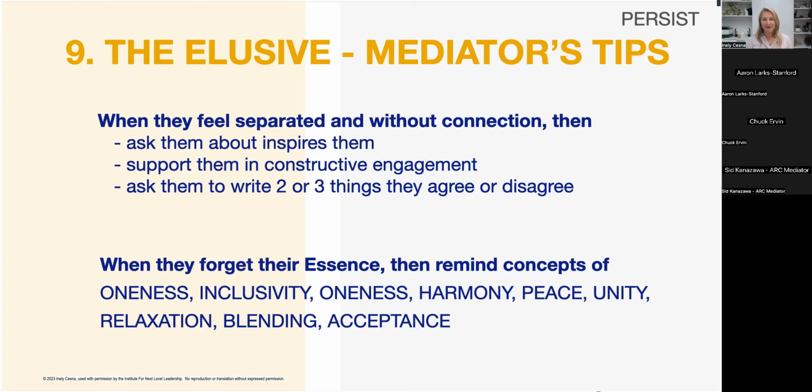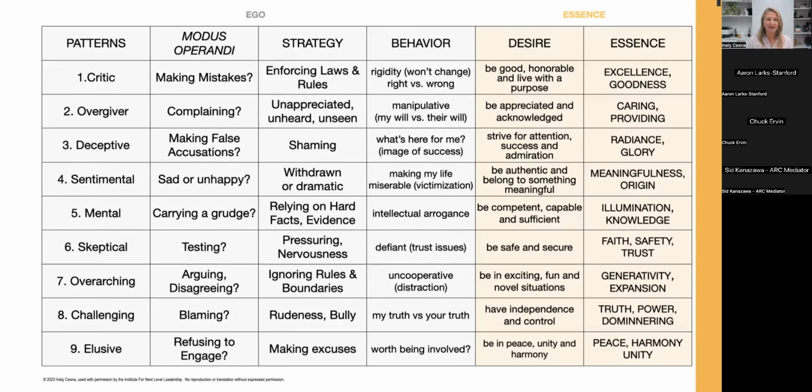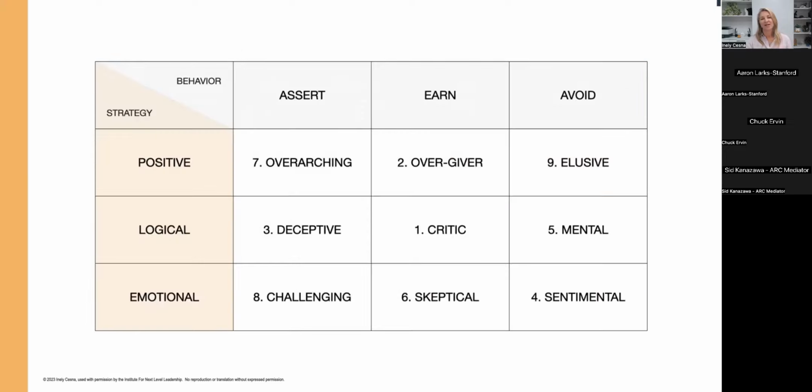So these are the 9 barriers to conflict resolution. Here are some mediator tips. I have a chart here that summarizes it all, the ego part and the essence part. It kind of brings everything into one chart. And then I have a cheat sheet here for you that kind of positions all of these patterns into a set of 3 behaviors and 3 strategies.